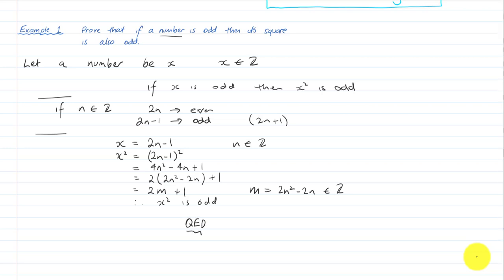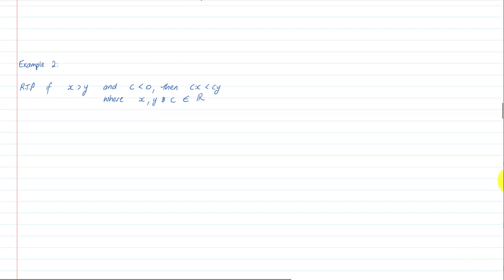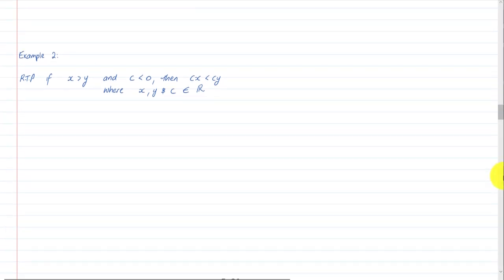Okay, so that's an example of direct proof, and we've got one more to do before we finish this video. Example 2, required to prove: if x is greater than y and c is less than 0, then cx is less than cy, where x, y, and c are real numbers. So they're not integers anymore, they're real numbers.